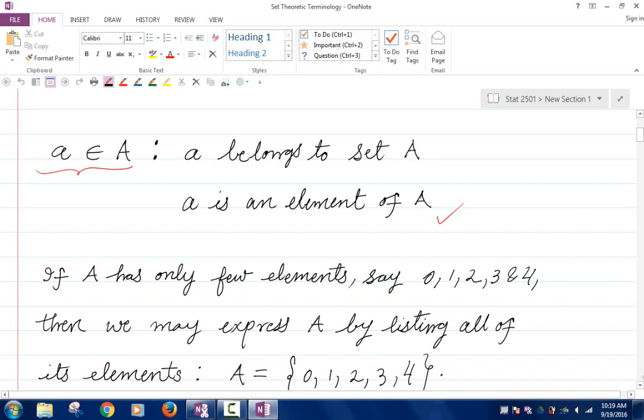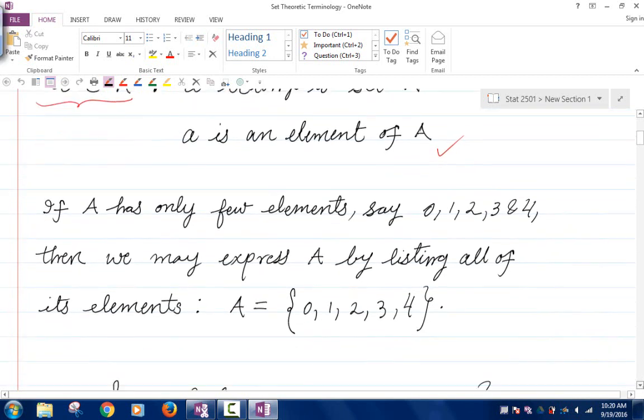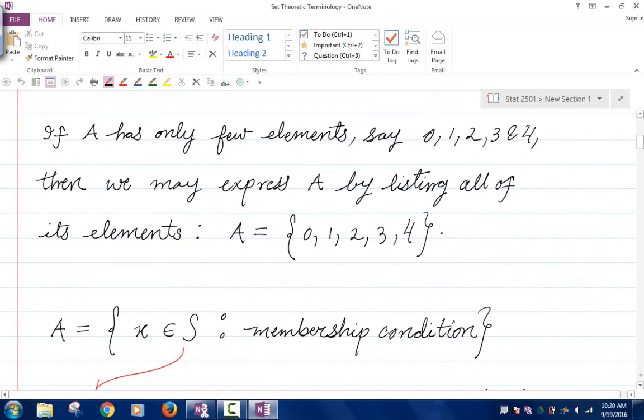Now, how are we going to express sets? Well, if a set has only a few elements, then we can express the set by just listing out all the elements. So, if A has only a few elements, let's say 0, 1, 2, 3, 4, then we may express A by just listing all of its elements. So we can just say that A is equal to 0, 1, 2, 3, 4 within curly braces.